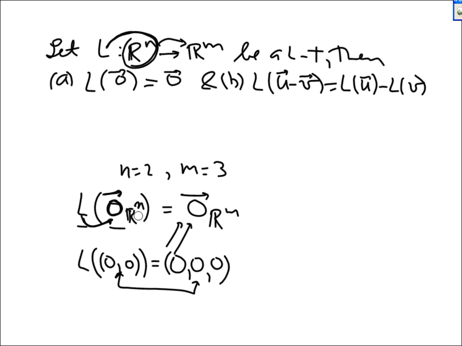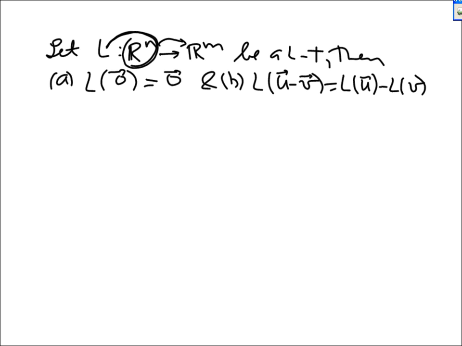Each vector space has its own zero vector. Okay, so having stated that, let's prove this. Now remember, every vector has an additive inverse.